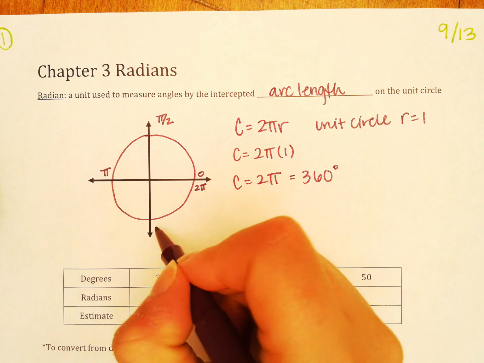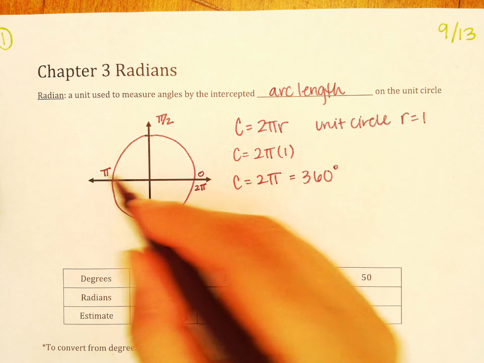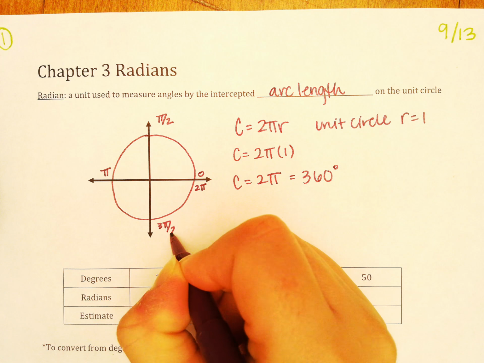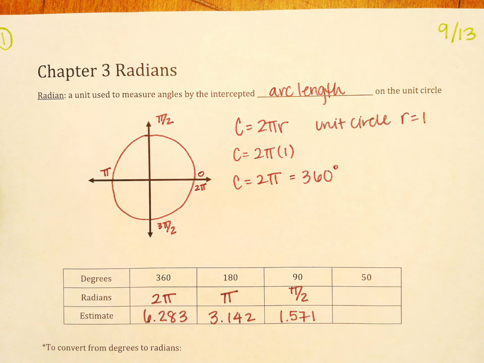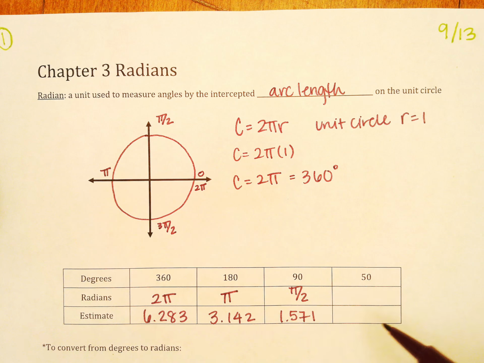And down here at the bottom, we would be halfway between pi and 2 pi. So halfway between 1 and 2 is 3 over 2, so 3 pi over 2. So we can also represent any degree in terms of radians too, not just our normal quadrantal angles. This one's a little bit harder to represent because it's not one that we normally know, but we can set up a proportion.